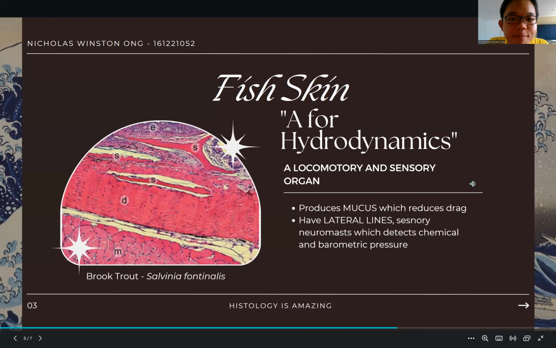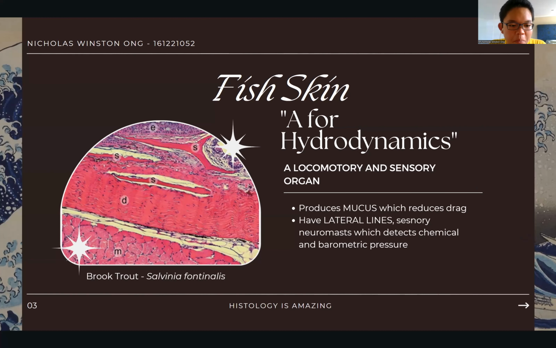Now we have the integumentary system of the fish. More specifically, this is skin from the brook trout, Salvelinus fontinalis. The fish skin is adapted for hydrodynamics. It aids in the fish's locomotion, and it also acts as a sensory organ. The fish skin produces a lot of mucus.